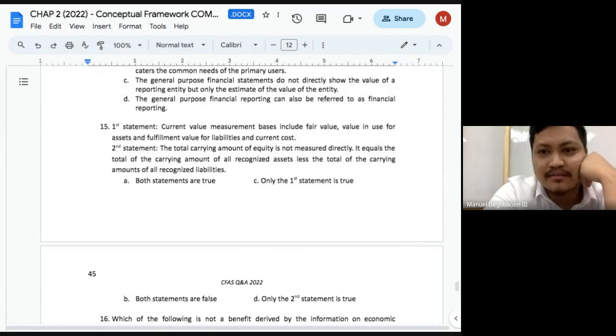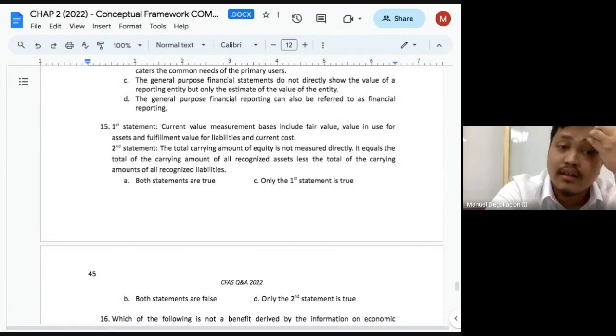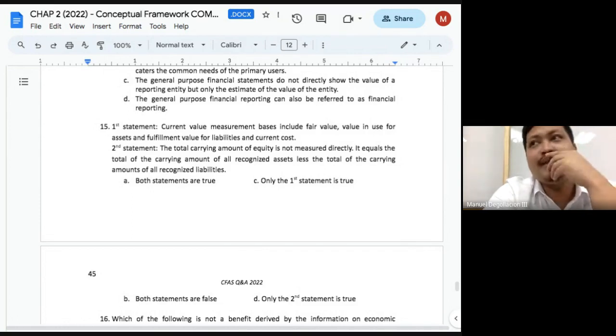Second statement, the total carrying amount of equity is not measured directly. It equals the total of the carrying amount of all recognized assets less the total of the carrying amounts of all recognized liabilities. This is also true because supposedly, what will be the alternative in measuring your equity? What will be the alternative? You get the value of your outstanding shares and whatever is the market value or fair value of these shares, then one can argue that that is the value of your equity.